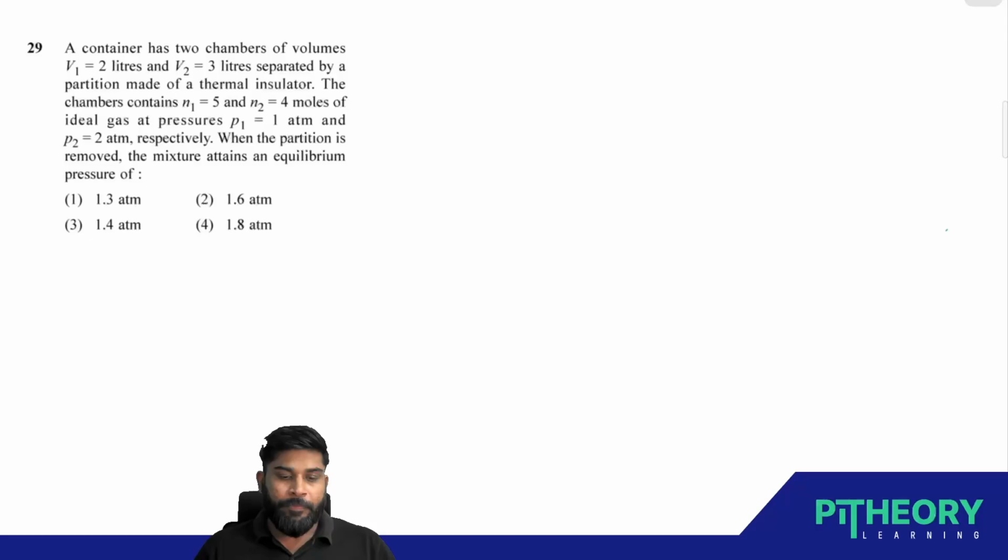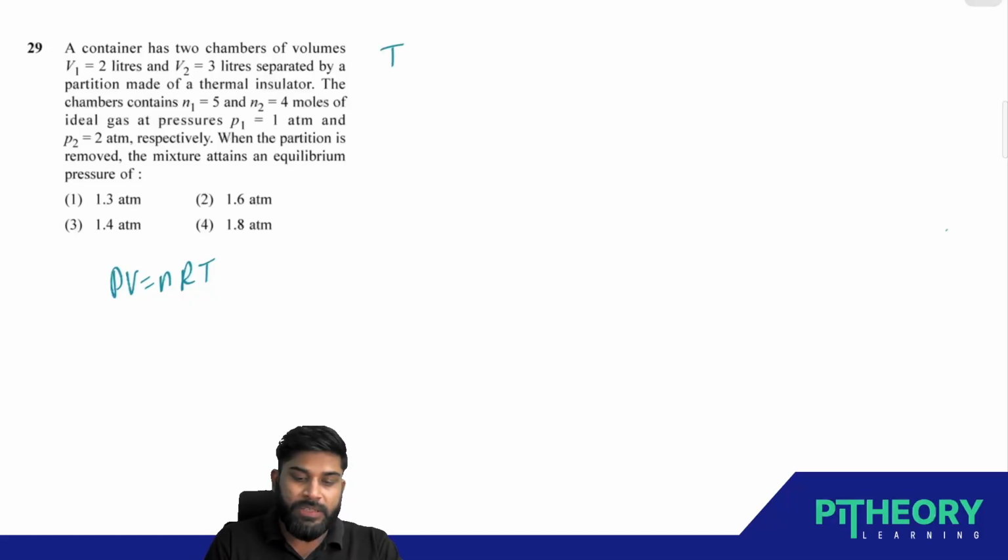Correct. What can we apply in this case? See, we apply the ideal gas equation basically. What is our ideal gas equation? We have PV equal to nRT, where P is the pressure, V is the volume, n is the number of moles, R is the universal gas constant, T is the temperature. See, in this question, the temperature is not being discussed, correct? So here we assume that temperature is constant.